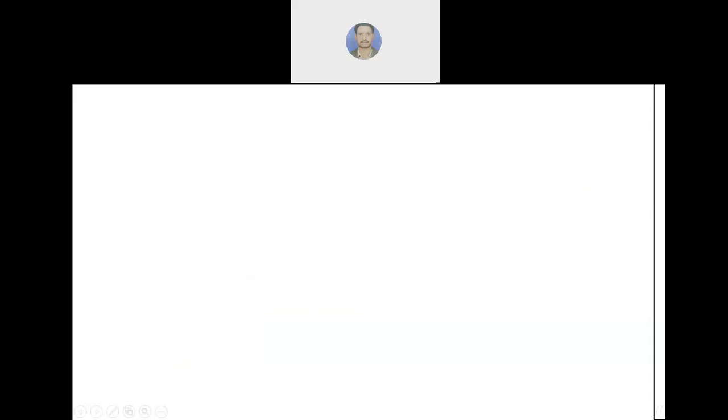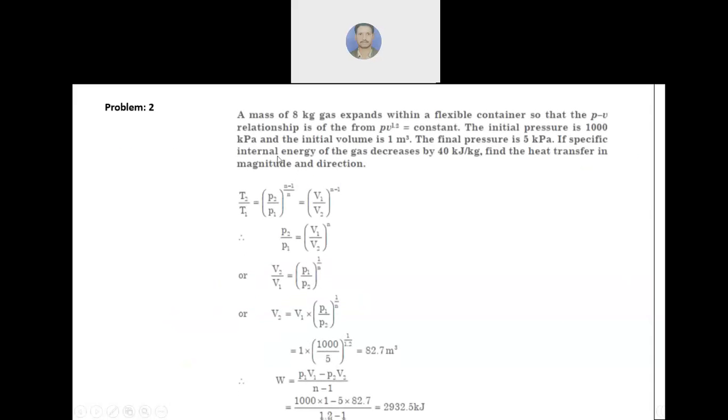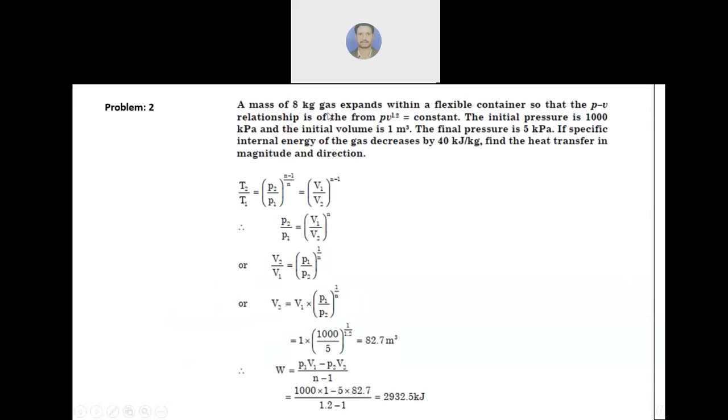Now, next problem. A mass of 8 kg of gas expands within a container so that the PV relationship is P into V to the power 1.2 equals constant. So this is the relationship. The process is going on with 8 kg of mass, and it is following the process P into V to the power 1.2 equals constant.